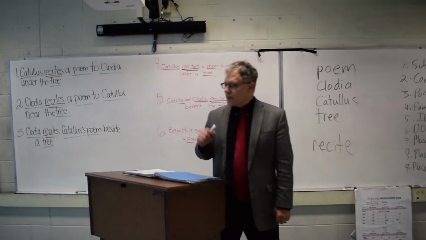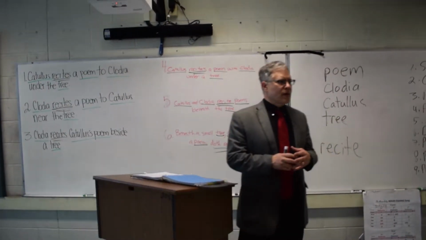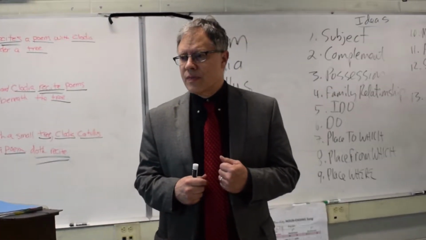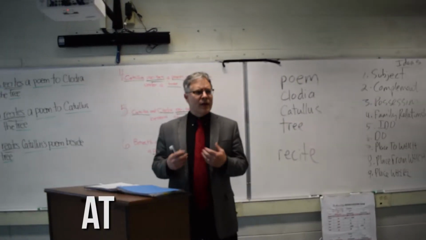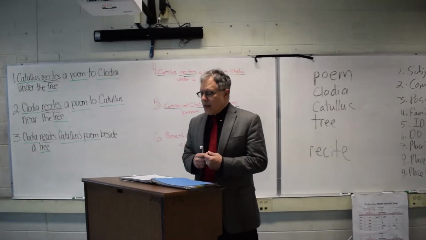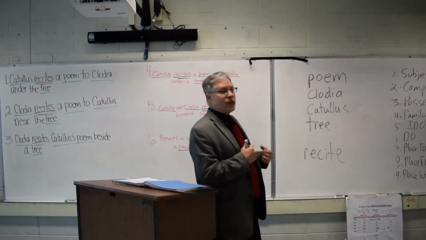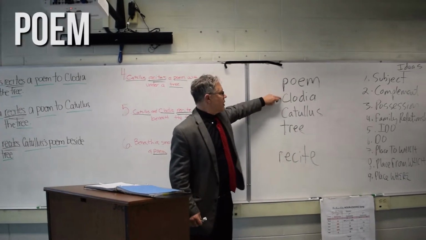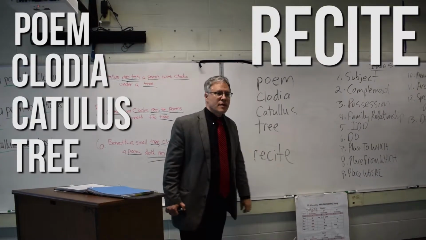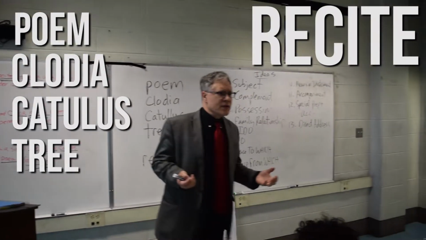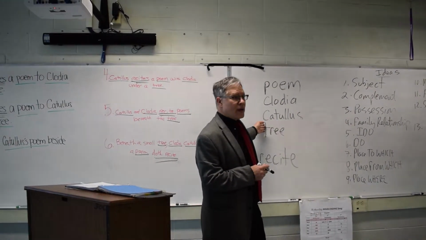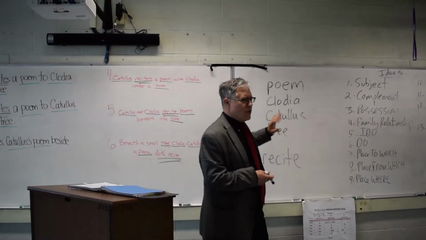Salve, Magister. So today we're going to begin learning about how the Romans communicated different relationships between nouns. People at all times, everywhere, have used different interesting ways to communicate relationships. Now, what we're going to do is take these four nouns, poem, Claudia, Catullus, and tree, and we'll use the verb recite, and I want you to come up with a sentence, a complete thought, and if you need to use other words to make a complete thought, you can do that, or if you need to use a word to smooth over the sentences.